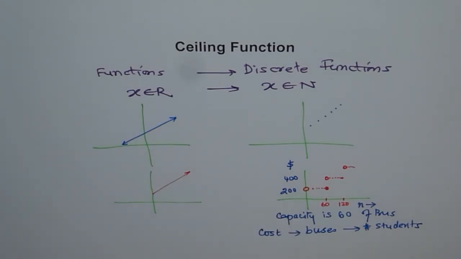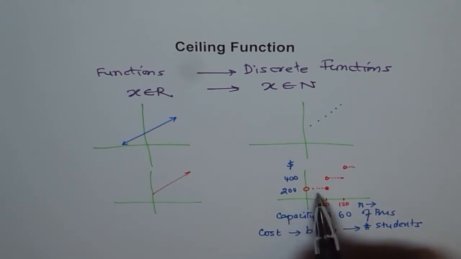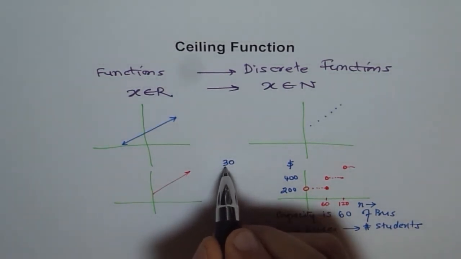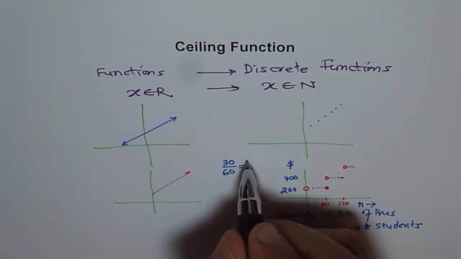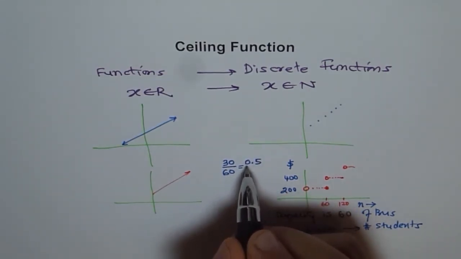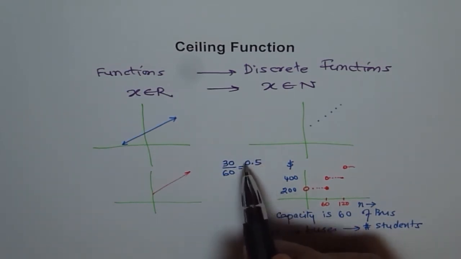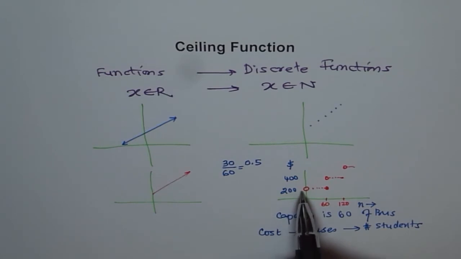Why did I choose ceiling? See here. If I divide any number, let us say a number less than 60, let us say it is 30, and I divide 30 by 60, what do I get? I get 0.5, 0 point something, right? Now, ceiling means you can round it to the higher natural number. So 0.5 rounded higher will be 1. So you need one bus.